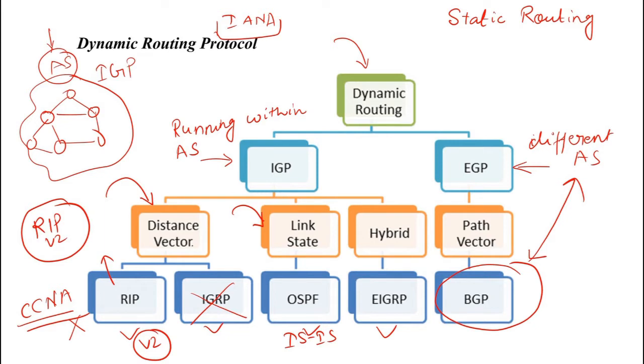So RIP is our distance vector protocol and link state is our OSPF. And EIGRP is hybrid. Actually, it is a combination of both distance vector and link state protocols. It has both features, distance vector as well as link state. So that's why it is called hybrid. Both are combined in EIGRP only.